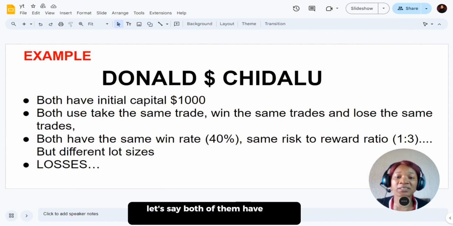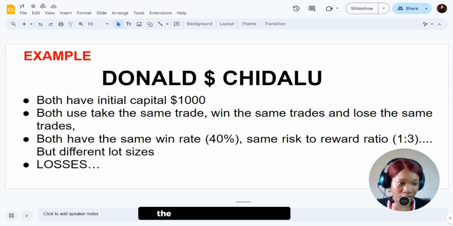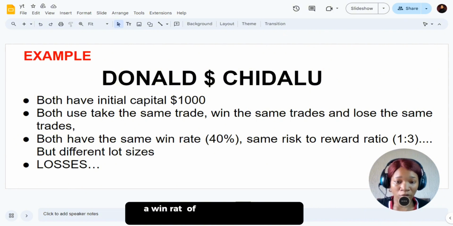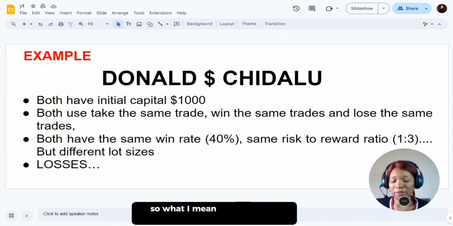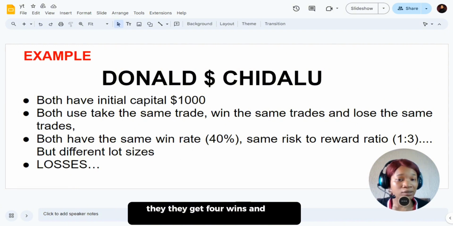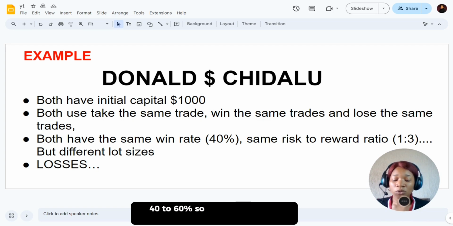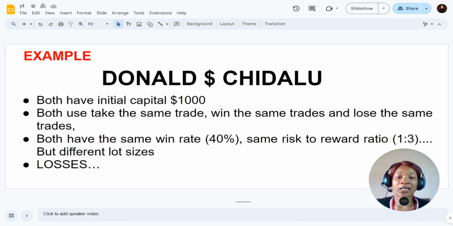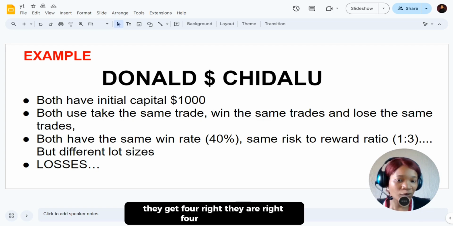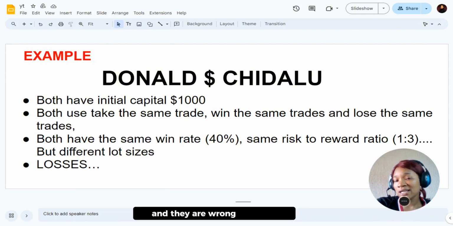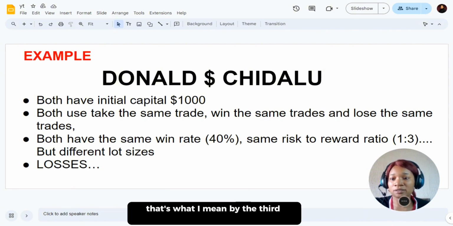Let's say both of them have the same win rate. The signal provider has a win rate of 40% across 10 trades. So what I mean is, for each 10 trades, they get 4 wins and 6 losses. That's 40 to 60%. So if they take 10 trades, they are right 4 times, and they are wrong 6 times. That's what I mean by the third bullet there.